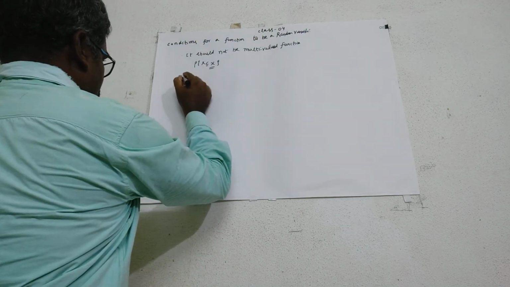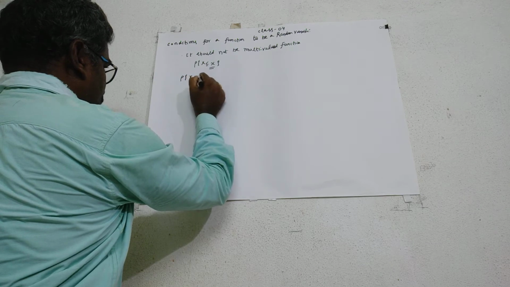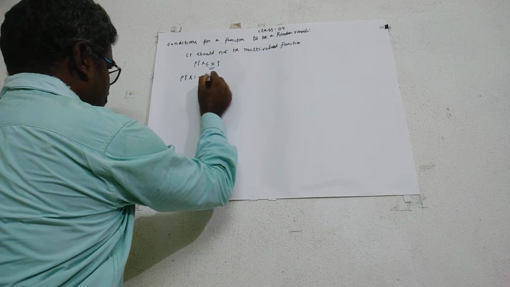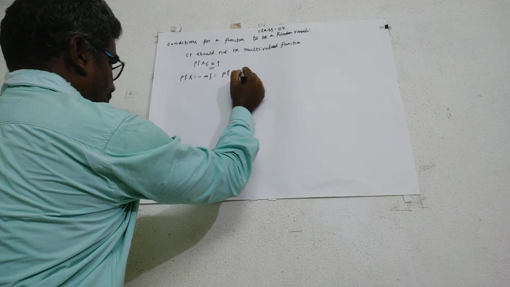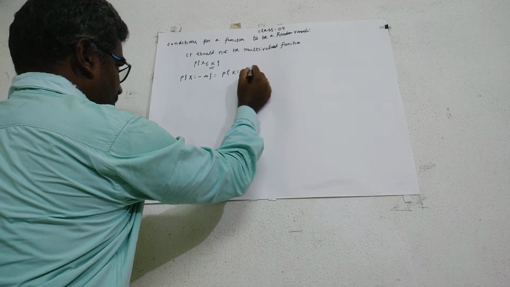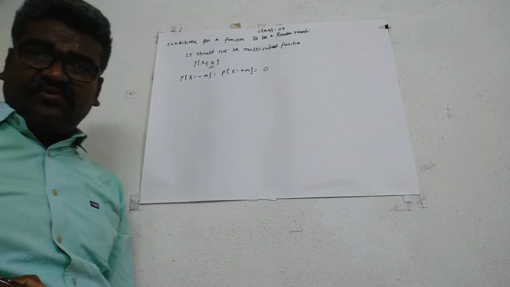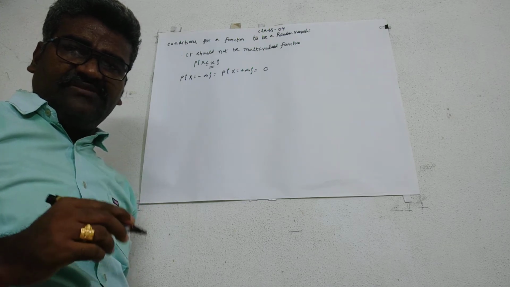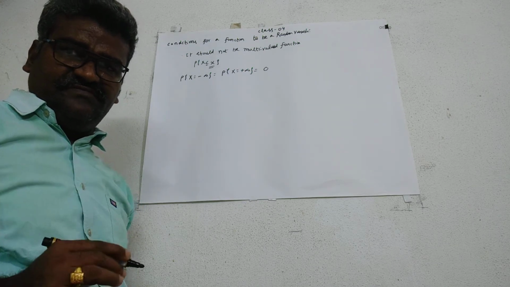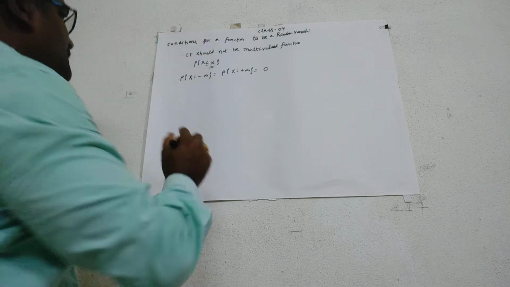Similarly, the probability of X equal to minus infinity is equal to the probability of X equal to plus infinity, which is always equal to 0. What does it mean? The probability defined at extremities, either minus infinity or plus infinity, is always equal to 0. Okay, these are the conditions for a function to be a random variable.